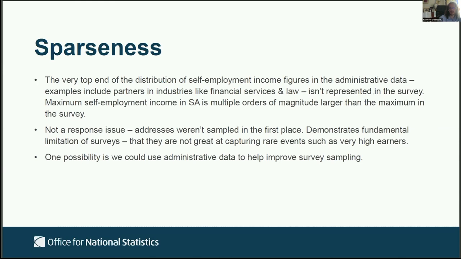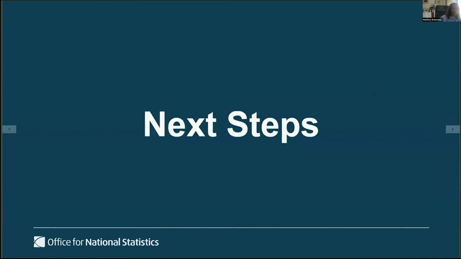But I think what it does demonstrate is that top incomes are a rare event, having a very high income, and surveys aren't great at capturing rare events. And perhaps there's scope here for using administrative data to improve our survey sampling, which is relatively hard to do, but perhaps there's an opportunity to get more higher earners in our surveys via use of linked administrative data to our sampling frames. So there's a lot more I could talk about, but I should just try and summarize all of this.